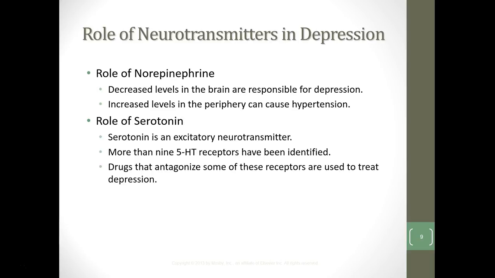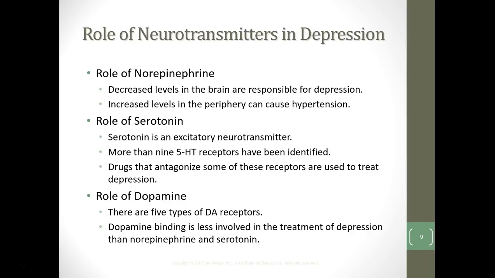For serotonin, serotonin is an excitatory neurotransmitter. More than 9 of the serotonin receptors have been identified, and drugs that block those are used to treat depression. What that does is it leaves more in around to make connections. Dopamine, there are 5 types of dopamine receptors. Dopamine binding is less involved in the treatment of depression than norepinephrine and serotonin.